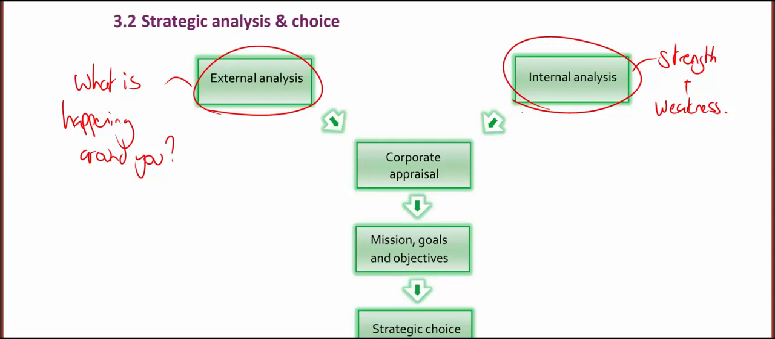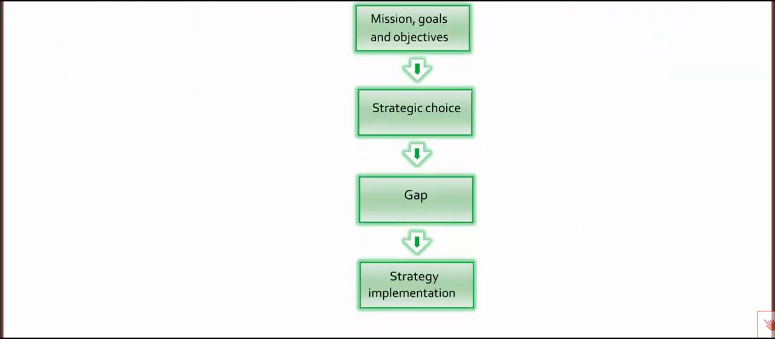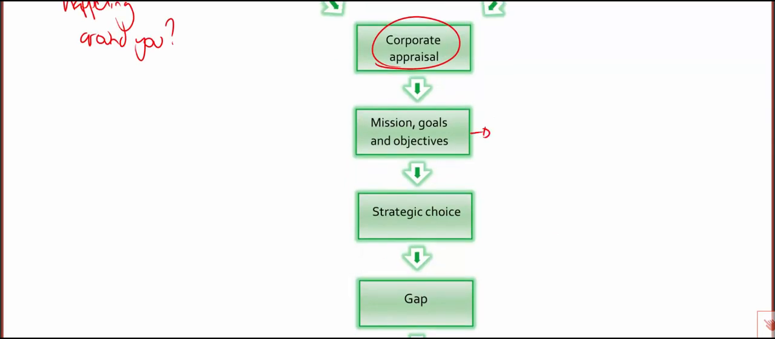That feeds nicely into this idea of an overall corporate appraisal. So we're going to have a look through these different stages in a bit more detail from section 4 onwards, but for now it's nice to see this overview. So a corporate appraisal, again, will show us what we're good at. Then we come up with our missions and our goals and objectives. So actually, what is our overall approach? What are we trying to achieve overall?